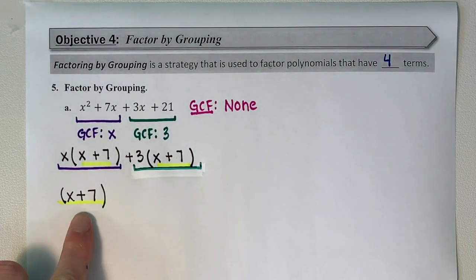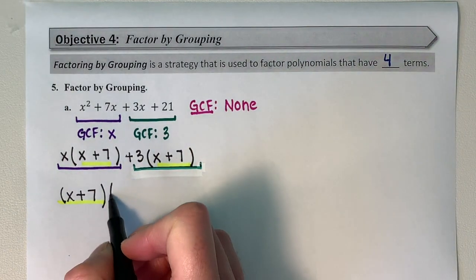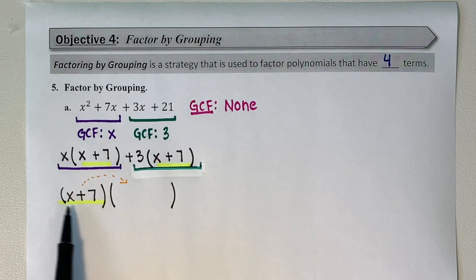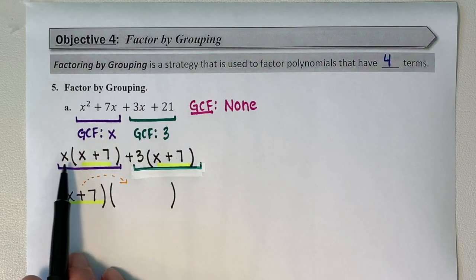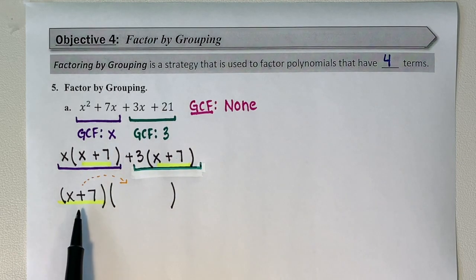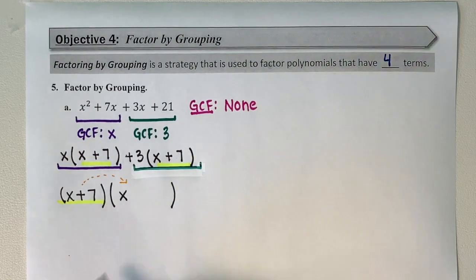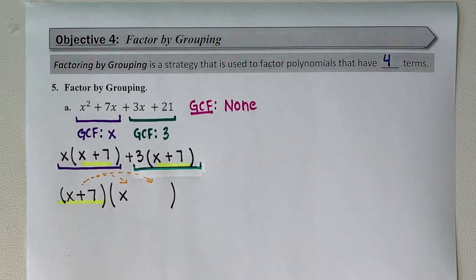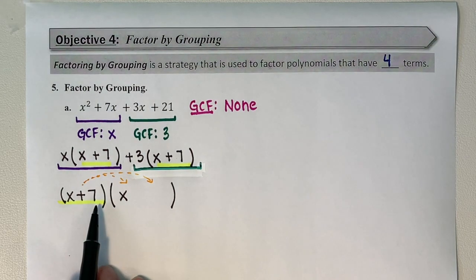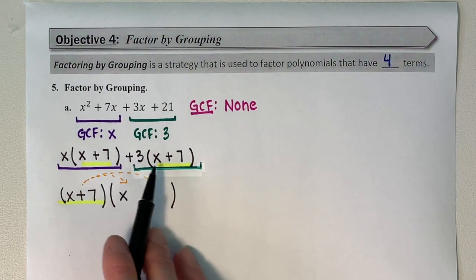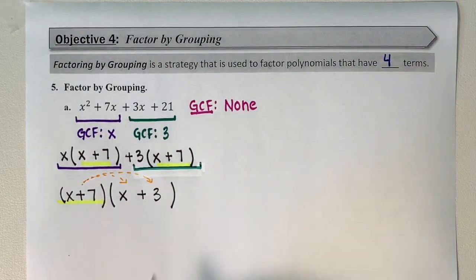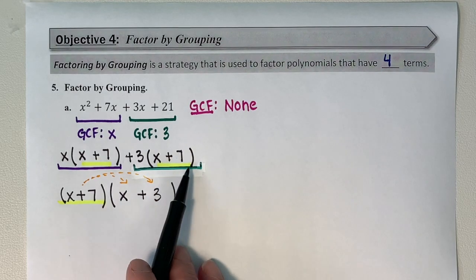Now that we've identified our GCF, we're going to draw our parentheses. And we want to imagine if we were to distribute, what do we have to multiply x plus 7 by to get x times x plus 7? Well, x plus 7 times x would give us x times x plus 7. Then we want to ask ourselves, what would we have to multiply x plus 7 by to get a positive 3 times x plus 7? Well, x plus 7 times a positive 3 would give us a positive 3 times x plus 7.